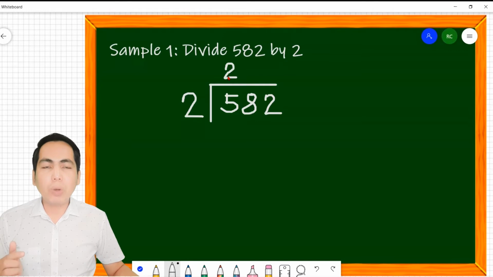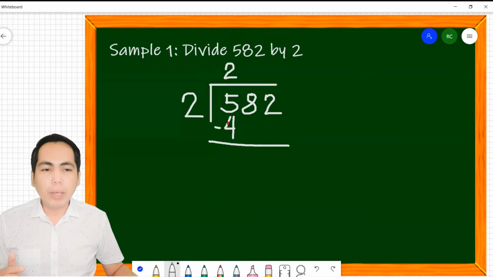After that, we are going to multiply our partial quotient 2 to our divisor 2. So 2 times 2 will give us 4 and we are going to write the product below the dividend. But of course, we are not going to write the product 4 below the ones digit of our dividend. Instead, we are going to write it below the digit 5 of our dividend. And then we are going to subtract our product from the dividend. So 5 minus 4 will give us 1.